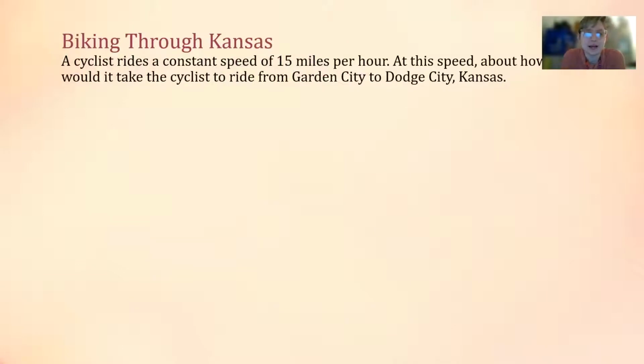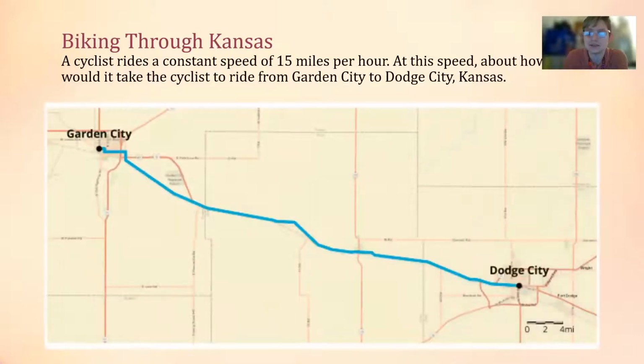A cyclist rides at a constant speed of 15 miles per hour. At this speed, about how long will it take the cyclist to ride from Garden City to Dodge City, Kansas? Now we're given a map to show the route that this cyclist is taking, but I want you to focus in on one part right here.